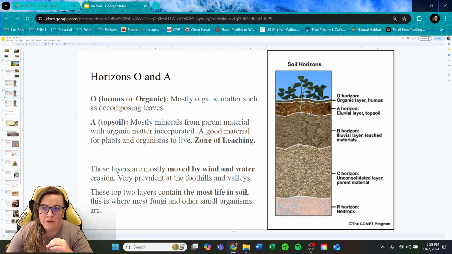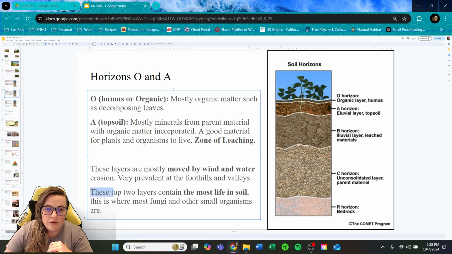Directly beneath that, we have the A layer, which is topsoil. So this is mostly minerals from parent material with organic matter incorporated. It's a good material for plants and organisms to live. This is also known as the zone of leaching because things leach into this zone. So O and A, these layers are easily moved by wind and water erosion. They're very prevalent in the foothills and valleys, not so much on the tops of mountains, right? Because as water moves down the mountain, it pushes the soil down. So you have more of this at the foothills and valleys than you would at the top of mountains. So that is important to know.